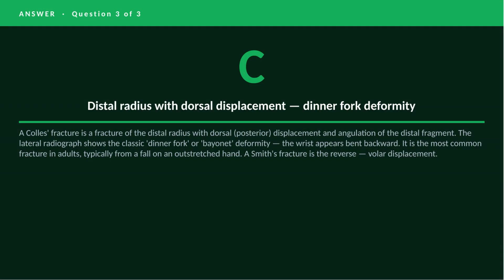The answer is C, distal radius with dorsal displacement, the dinner fork deformity. The Colles fracture is the most common adult fracture. The lateral view shows the wrist angled backward, the classic dinner fork or bayonet appearance because the distal fragment has displaced dorsally. A Smith's fracture is the opposite, volar displacement, reverse dinner fork.